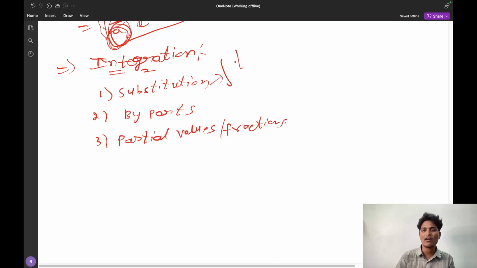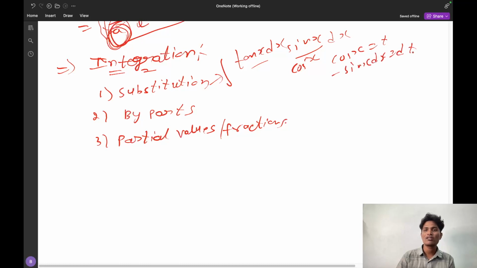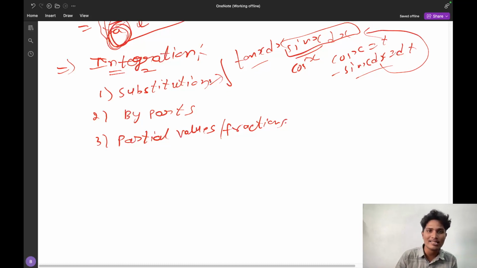That is, what is the integral of tan x dx? I wrote tan x as sin x by cos x dx, and I have substituted cos x equal to t, and cos x we have to differentiate, that is minus sin x dx equal to dt. So sin x dx, entire thing is equal to dt. So I have substituted the entire thing. Taking this type of substitution is called the substitution process.